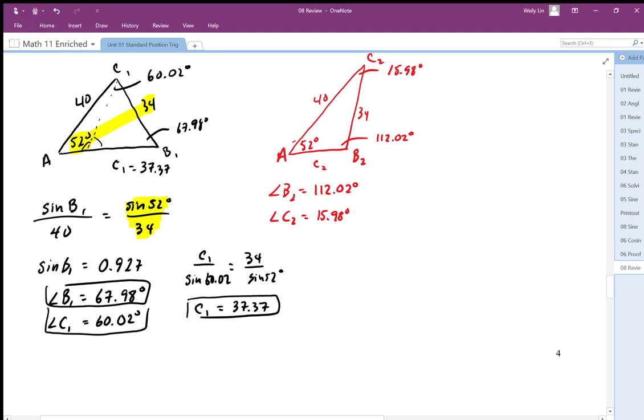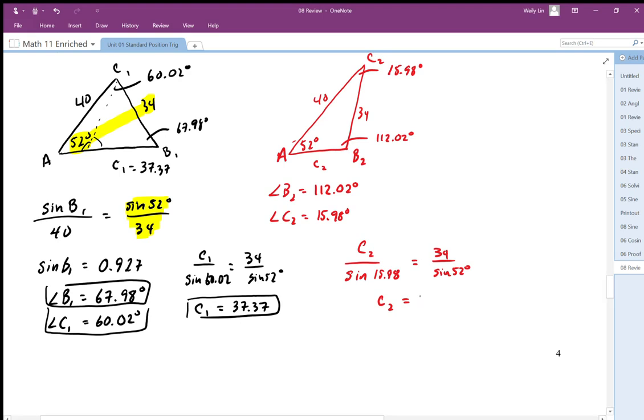Okay, I'm going to do the same thing over here. I'm going to solve for my unknown C2. Pair up this opposite angle, 15.98 degrees, and that's going to be equal to the known ratio of 34 to sine 52. Okay, and then solving for C2, I get sine of 15.98 times 34 divided by sine 52.